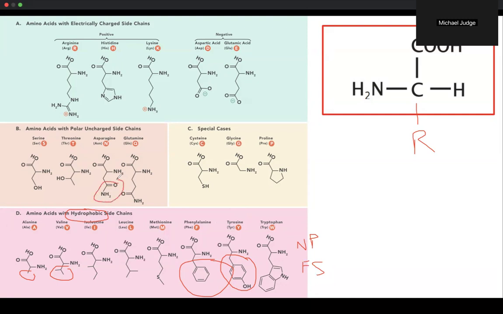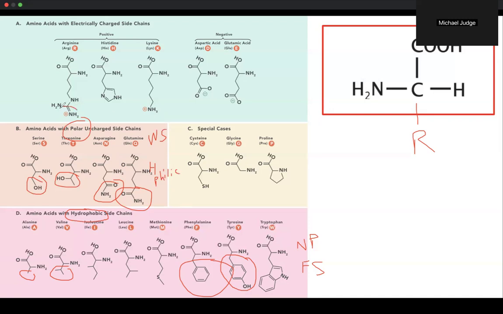Or if there's quite a bit of nitrogen and oxygen in the side chain, compared to the amount of hydrocarbon, there's enough polarity present, such as an OH bond or an NH bond or a CO bond, then you have polar or water soluble, or hydrophilic, if you prefer, water loving side chains.